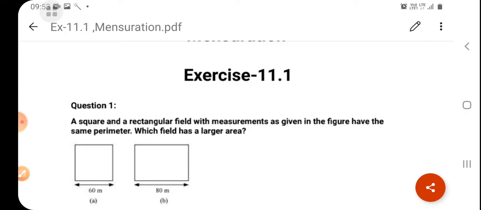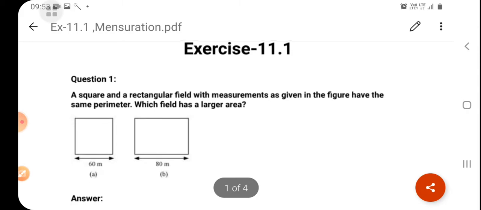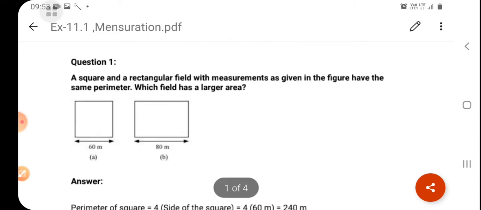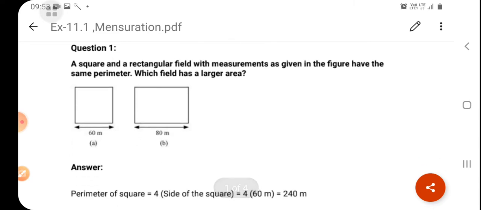Okay, so question 1: a square and a rectangular field, with measurements as given in the figure, both having the same perimeters. Here the square side is 60 meter and the length of the rectangle is 80 meter. If they have the same perimeter, the perimeter of the square is 4 into side, that is 4 into 60, that is 240 meter. So we'll first find the perimeter of the square.